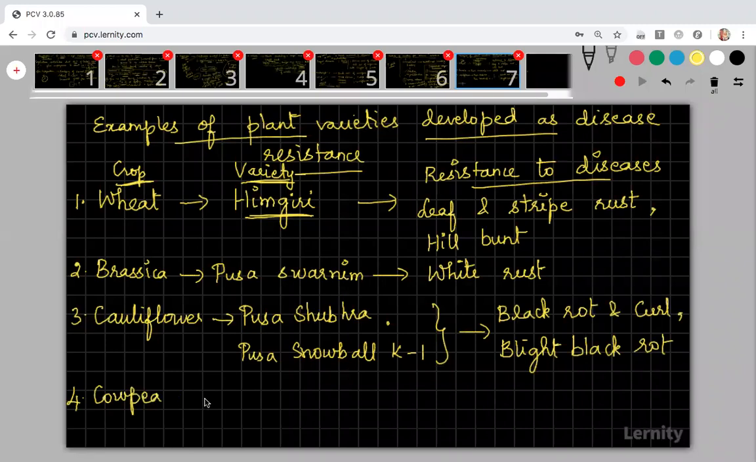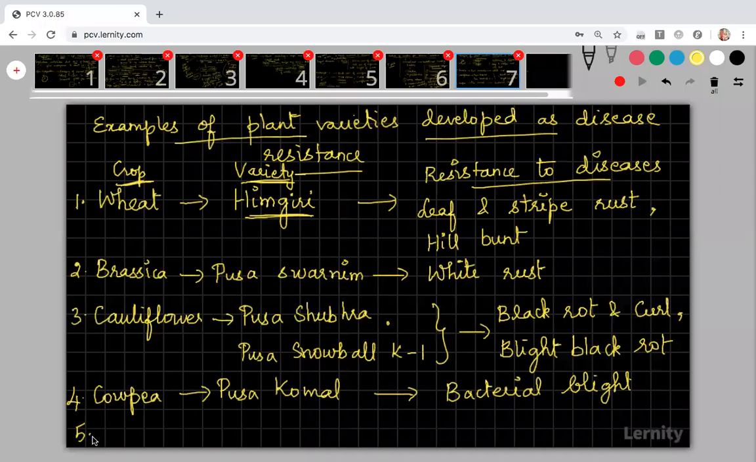And the fourth crop plant is cowpea. The variety of cowpea is called Pusa Komal, and it is resistant against bacterial blight disease.